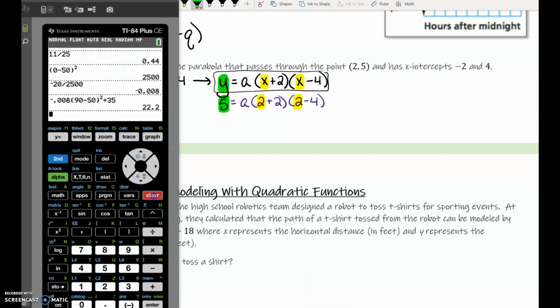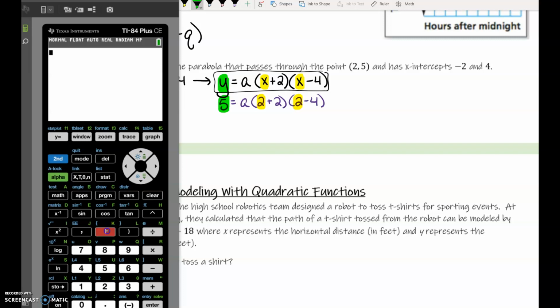All right, how much should we rely on our calculator? A lot. I think you all said a lot a little bit too quickly. That's mildly disturbing. All right, you could do 2 plus 2 is 4, 2 minus 4 is -2, 4 times -2 is -8, and then do the division.